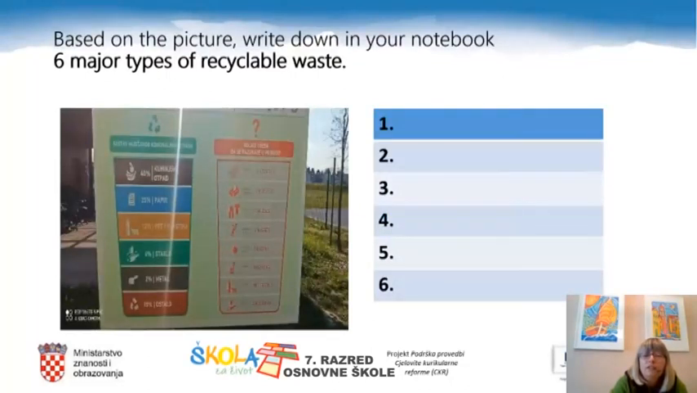In this activity, based on the picture, write down in your notebook 6 major types of recyclable waste. Please observe the picture very carefully and write down in your notebook.